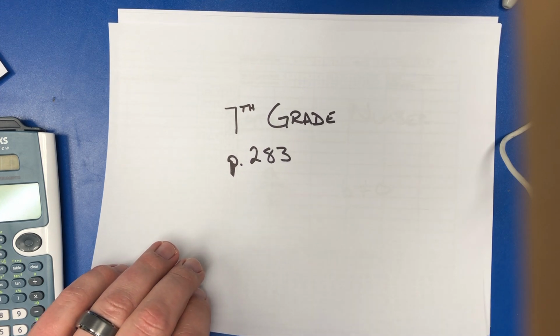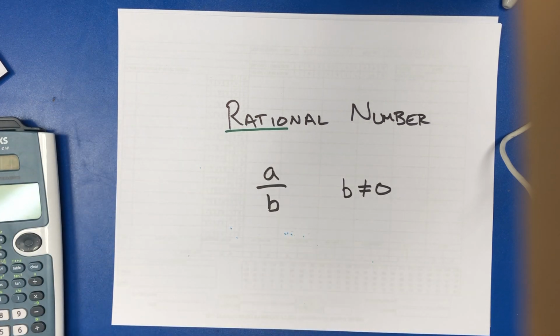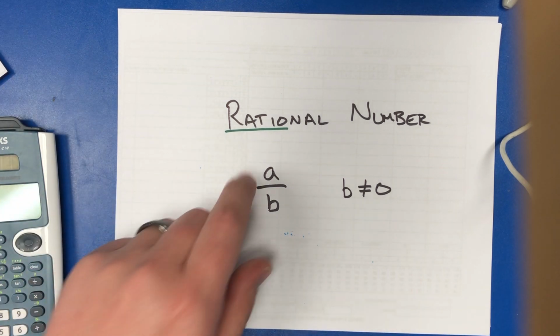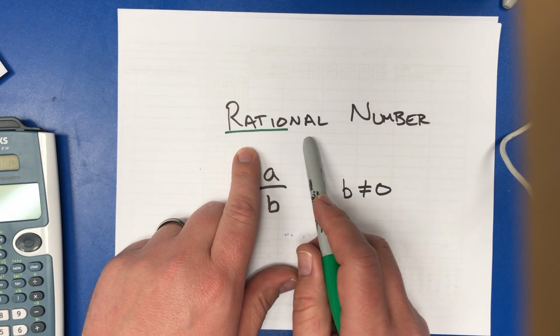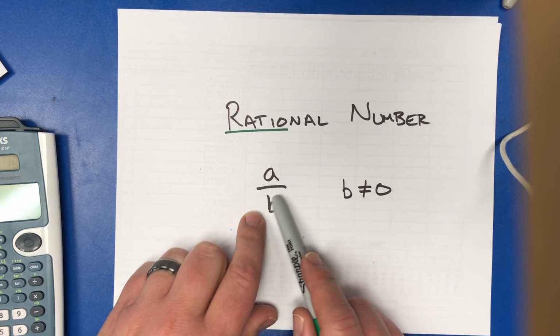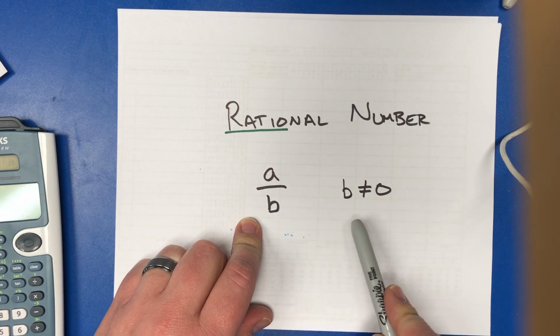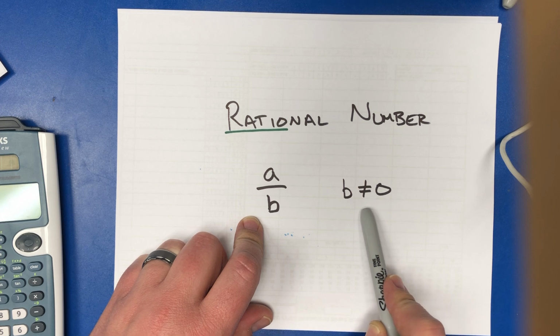But the reason why we want it to be able to be in A over B form is because hidden in the words rational numbers is the term ratio. And A over B is a way that we can write a ratio. But again, the rule is that B cannot be equal to 0.